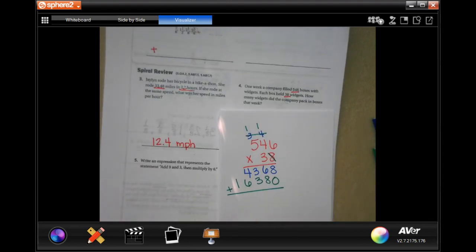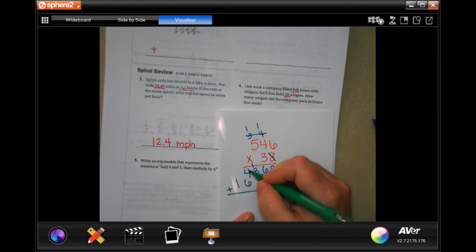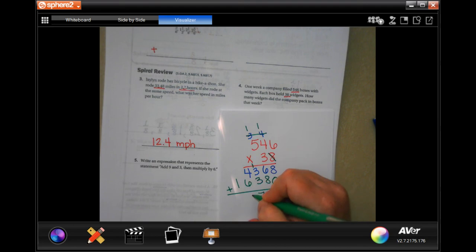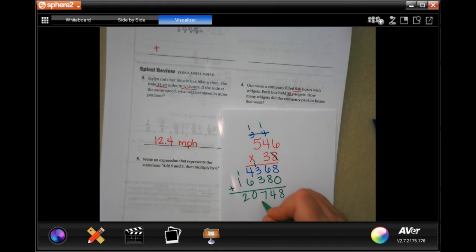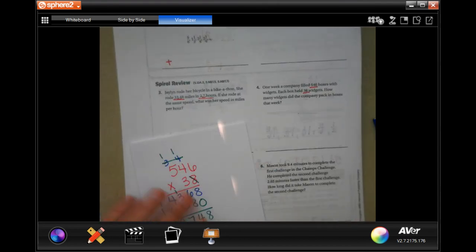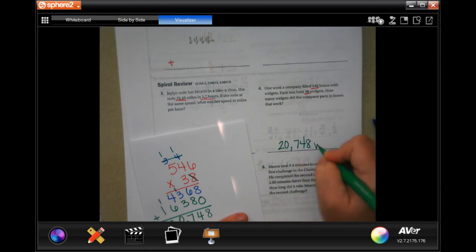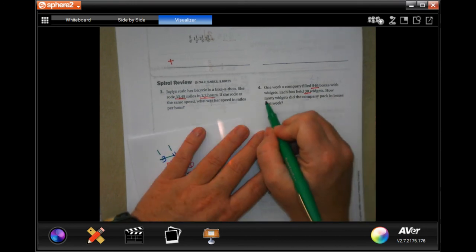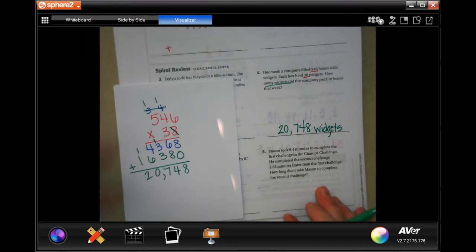So now 8 plus 0 is 8. 8 plus 6 is 14. Carry that 1. 1 plus 3 is 4. Plus 3 is 7. 4 plus 6 is 10. Carry that 1. And 1 plus 1 is 2. So 20,748. And that is widgets. How many widgets? So our answer is widgets. Write down your work, guys.